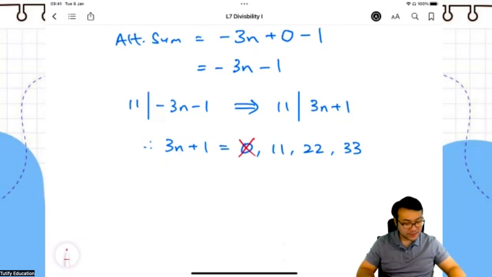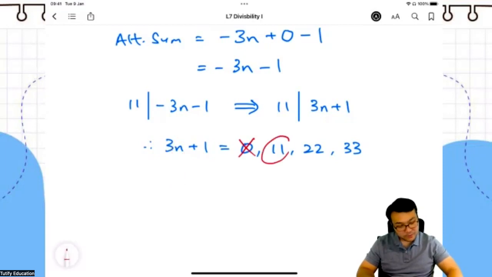No, because n cannot be negative, and n also cannot be a fraction, because the only way for it to be 0 is n equals to -1/3. 3 times -1/3 gives you -1. So -1 plus 1 is 0. But n cannot be negative and also n cannot be a fraction. It will never give you 0.